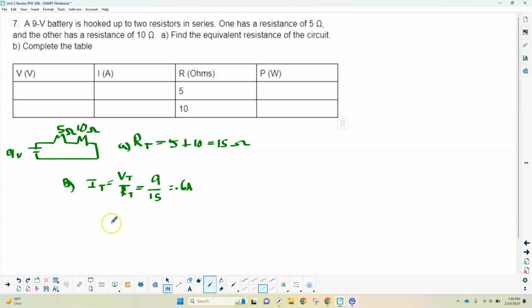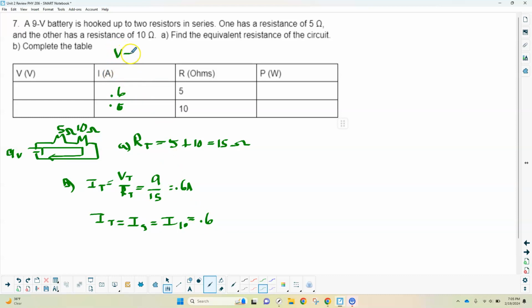Because it is a series circuit, there is only one path for the current to move through the loop. So that means that the total current is equal to the current in the first resistor, the 5 ohm resistor, which is also equal to the current that goes through the 10 ohm resistor. So both these values in this chart are 0.6. So that's basically all you need in the chart to get to the other parts.